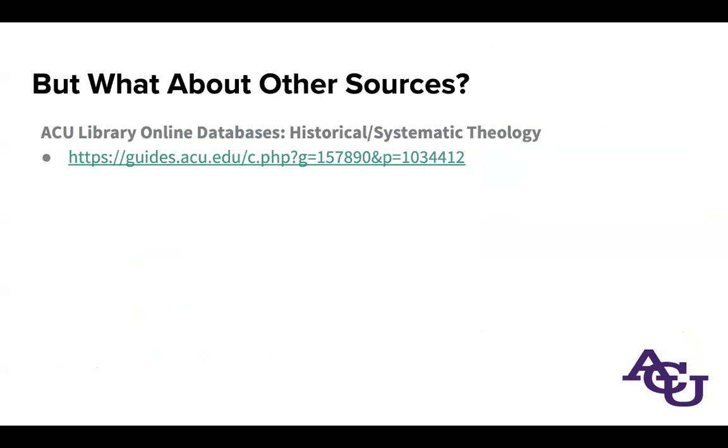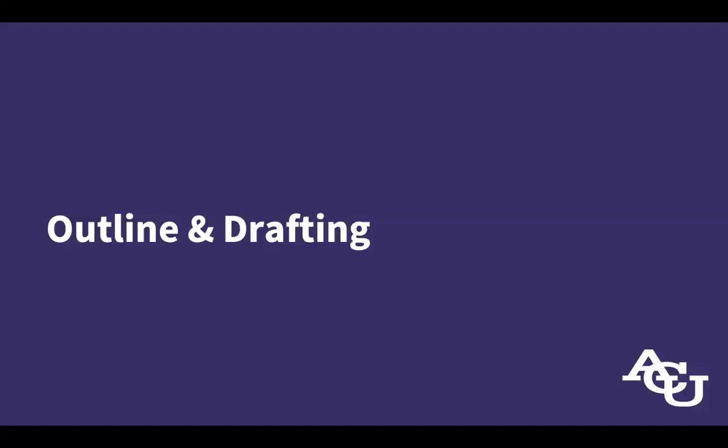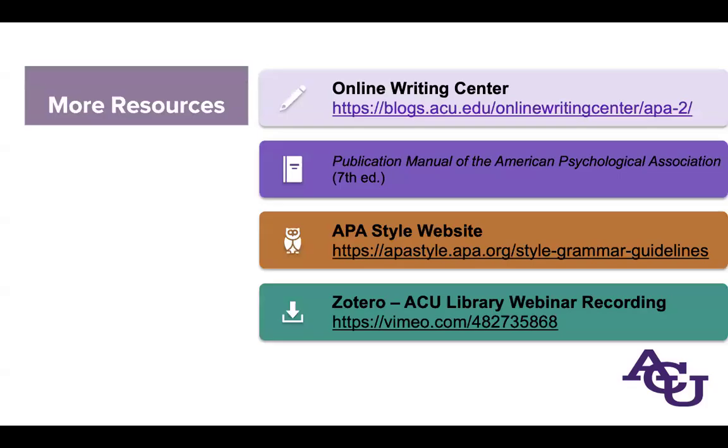We looked at some examples from the ACU Library online database for historical and systematic theology. And if you have any questions about finding those things, you can reach out to the library or to the Online Writing Center for help with how to cite and reference it. You may find yourself, if you're not sure of the exact format and the rules for that, going to APA Style Central, which is the OWL link down here.